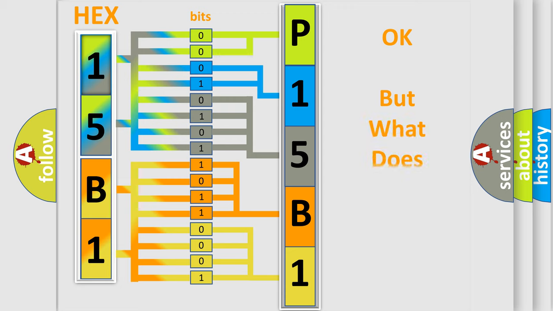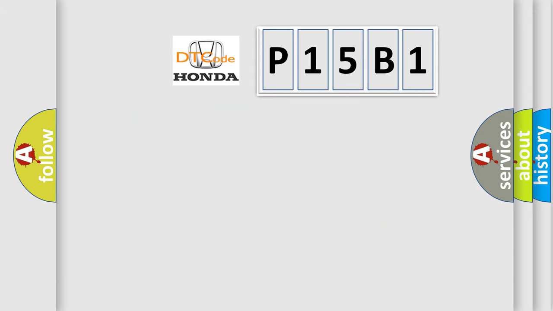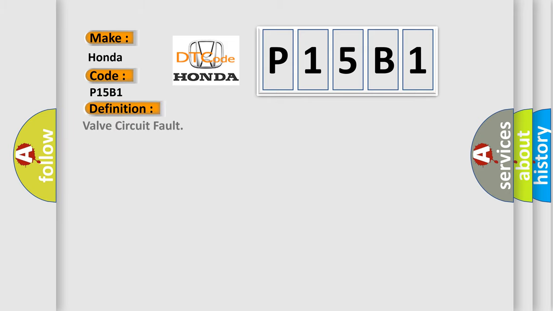The number itself does not make sense to us if we cannot assign information to what it actually expresses. So, what does the diagnostic trouble code P15B1 specifically interpret for Honda car manufacturers? The basic definition is valve circuit fault. And now this is a short description of this DTC code.